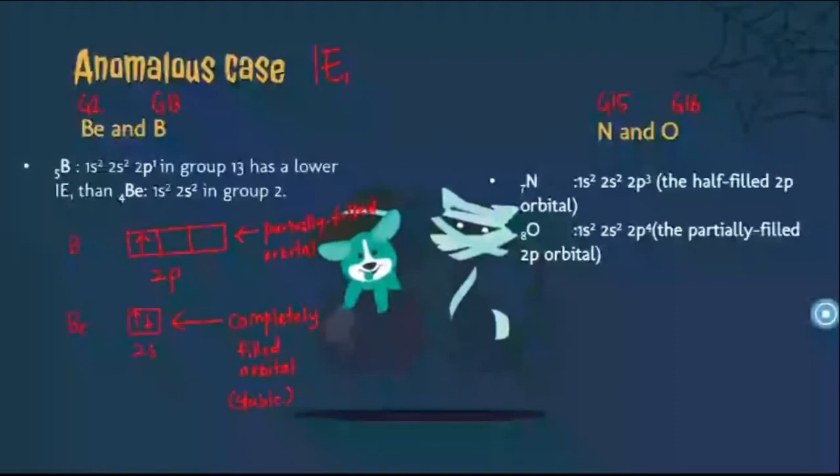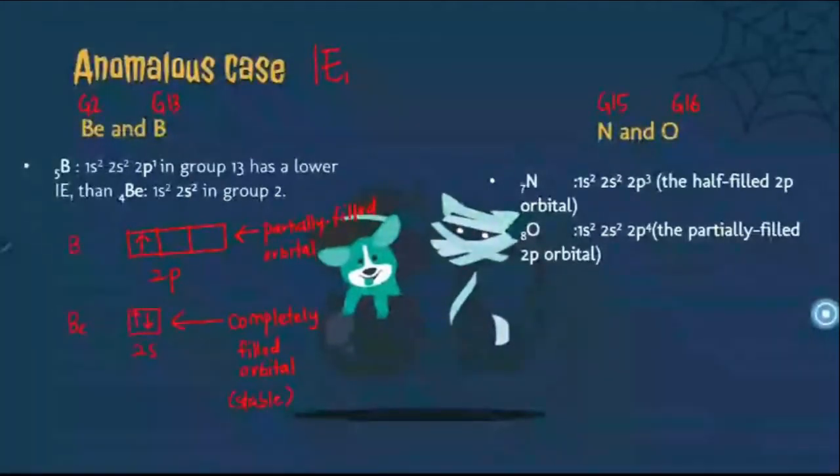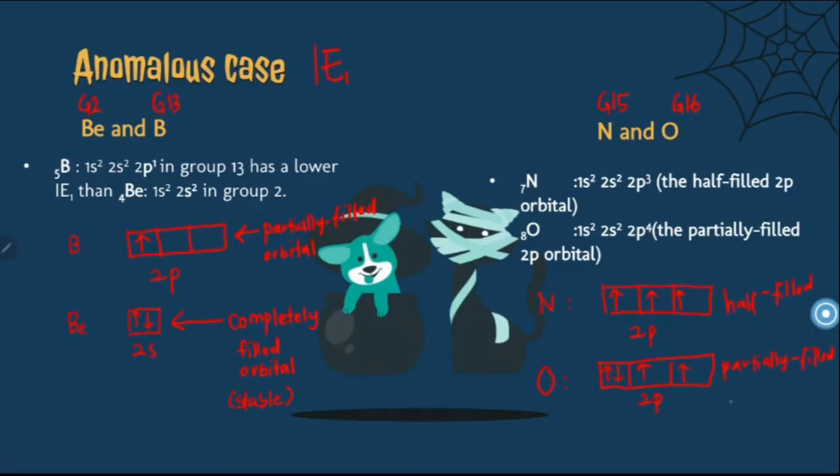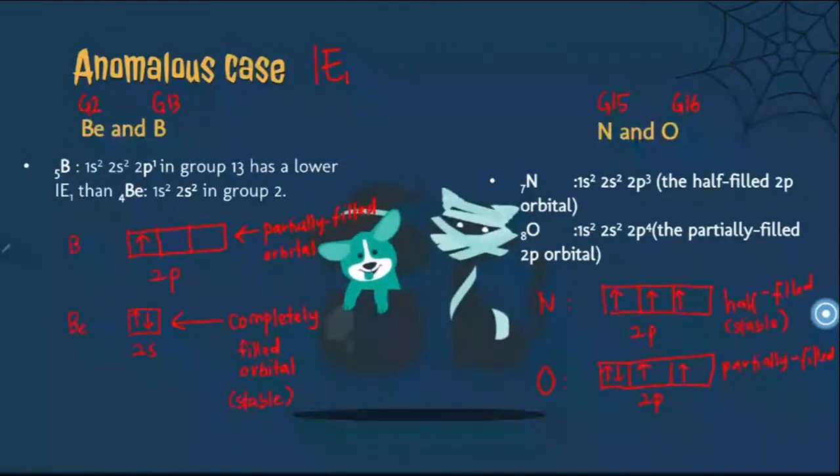Yes, understand, madam. Okay, how about group 15 and group 16? We will use nitrogen and oxygen as an example. For nitrogen, the electron is removed from 2p orbital, which is half filled. Oxygen is also removed from 2p orbital, but the 2p orbital for oxygen is partially filled. When you compare between half filled and partially filled orbital, which one is more stable? Half filled. Half filled orbital is more stable, so you need more energy to remove the electron from a stable orbital. You may refer to the stability of this orbital in our notes, chapter 5.